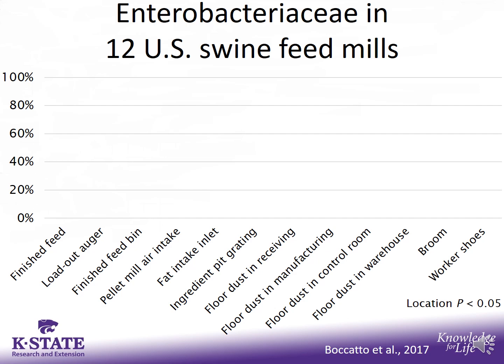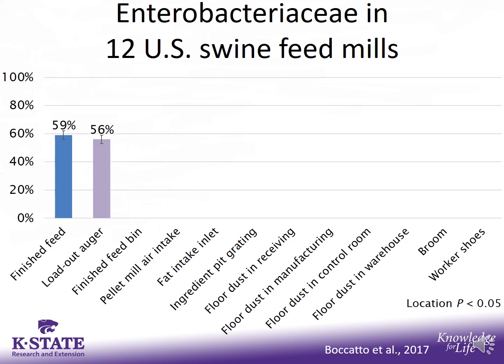What we found is that finished feed has an overall EBAC concentration of about 60%. Now, this alone is not necessarily concerning. EBAC, again, is an indicator of overall hygiene, and it includes pathogenic bacteria. It's a family of bacteria, and so it includes within its family Salmonella and E. coli, but it also includes non-pathogenic bacteria. And so there's not necessarily a gold standard of what level is best, but it does help us understand where this contamination is coming from.